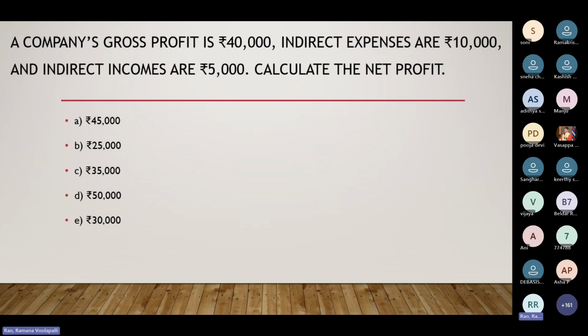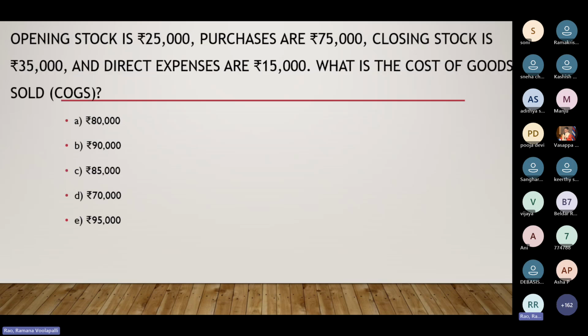Company gross profit is 40,000. Indirect expenses 10,000. Indirect income 5,000. Give me net profit. Okay, C, 35. Great. People are giving 35 as the answer. Gross profit 40, you deduct indirect expenses, you add indirect income, then it is 45. Then you deduct 10,000 expenses. Now, I hope this is the second last or last question.